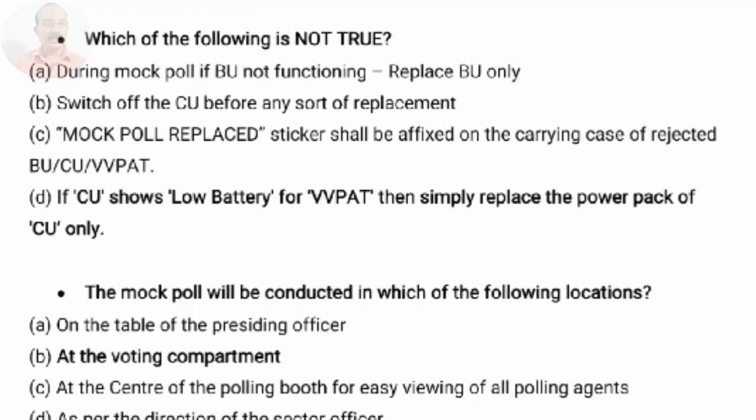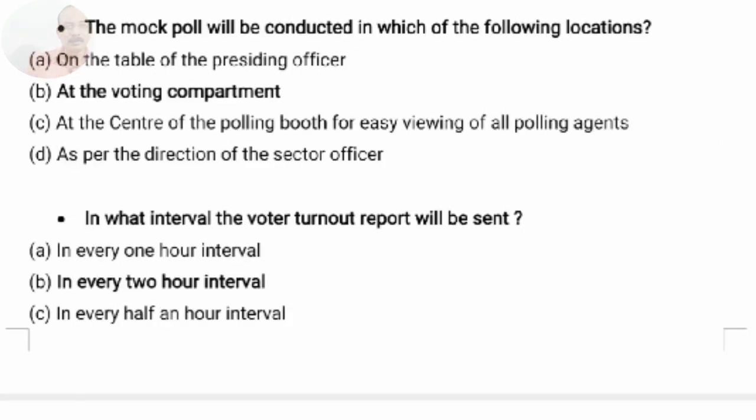Which of the following is not true? If control unit shows low battery for VVPAT, then simply replace the power pack of CU only. The mock poll will be conducted at which of the following locations? Option B, at the voting compartment.